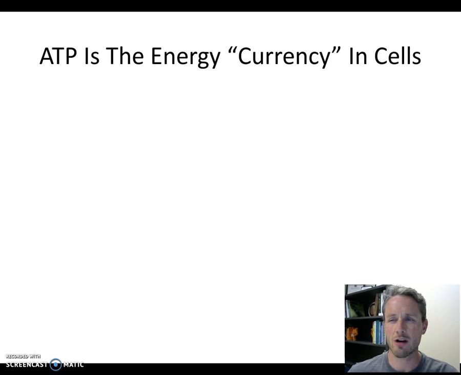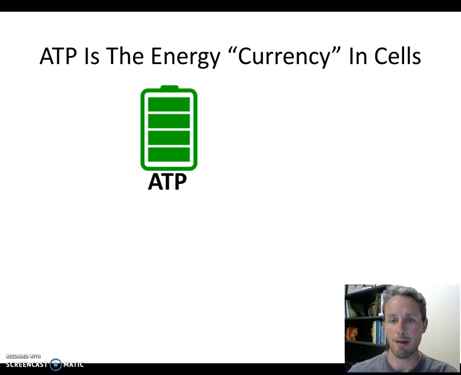ATP is the energy currency in our cells. So we're going to think about what that means. We'll start with a simple example. I think of ATP like a battery. ATP is like a charged up battery. When I have a charged up battery, I can put it into something and use it to do some work. And that's what we can do with ATP.